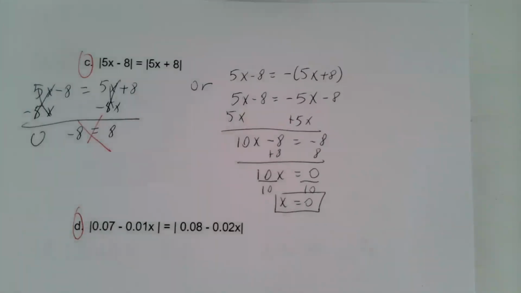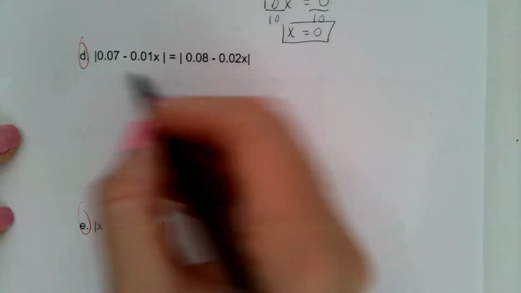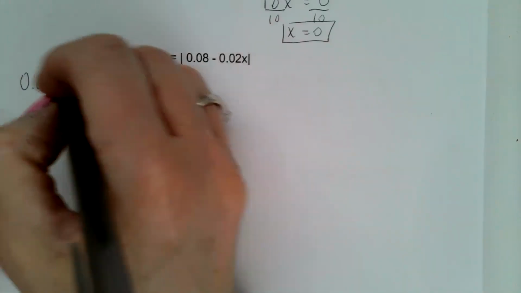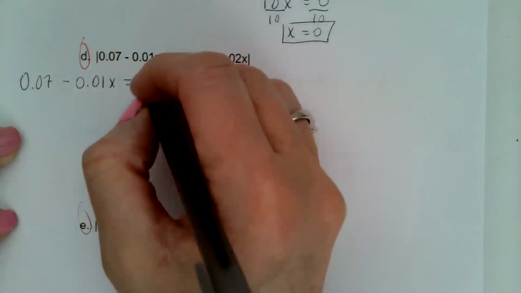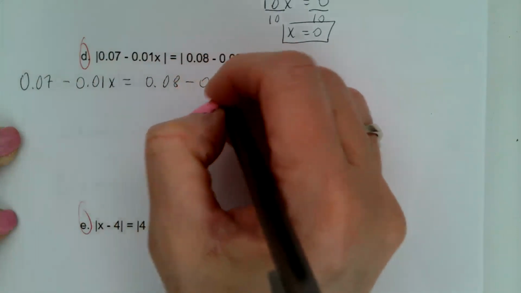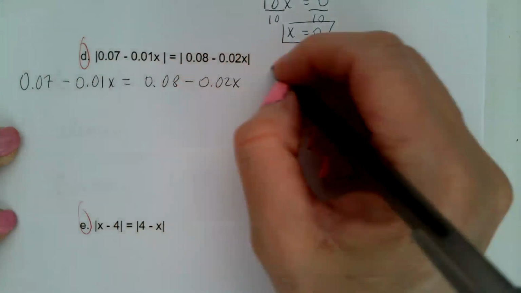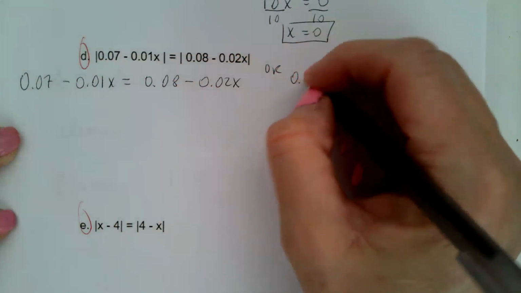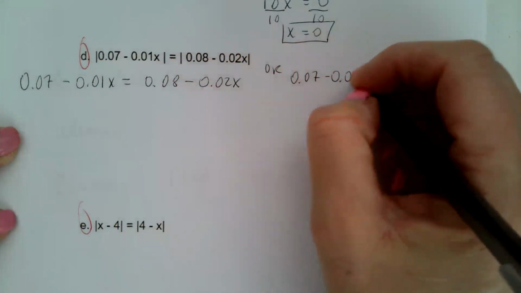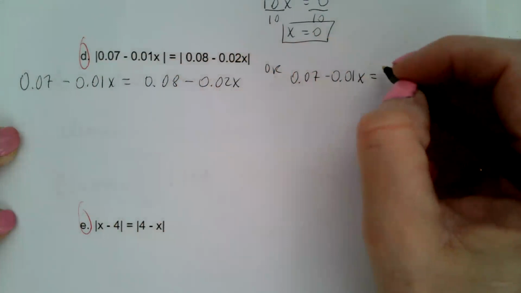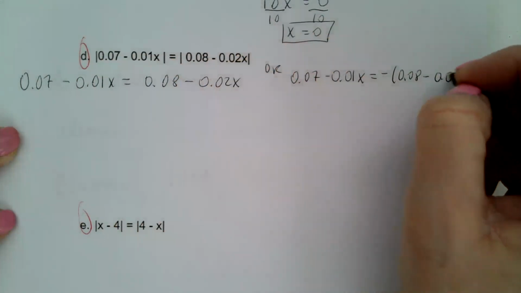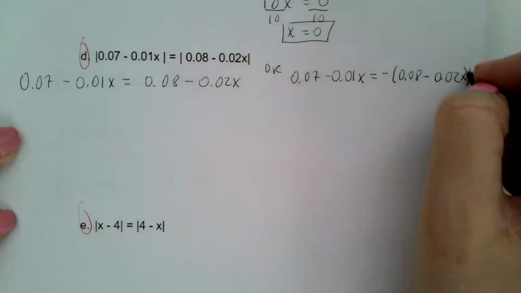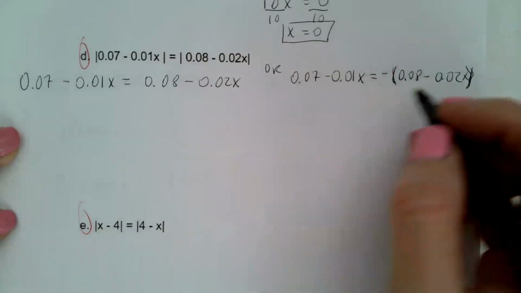Okay. So let's look at letter D. The letter D is going to be 0.07 minus 0.01x equals 0.08 minus 0.02x, or 0.07 minus 0.01x equals the opposite of 0.08 minus 0.02x. Parentheses. We have to distribute through the negative.